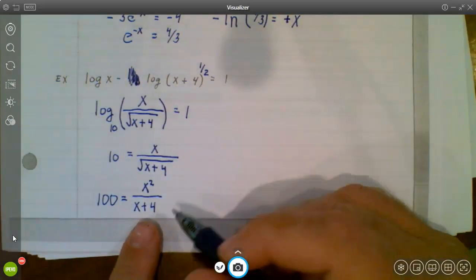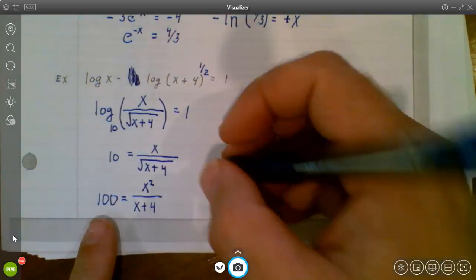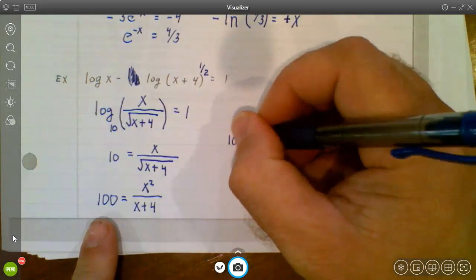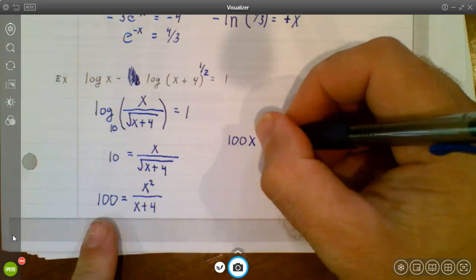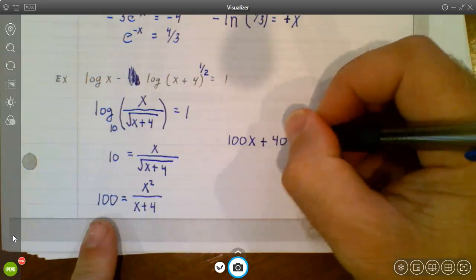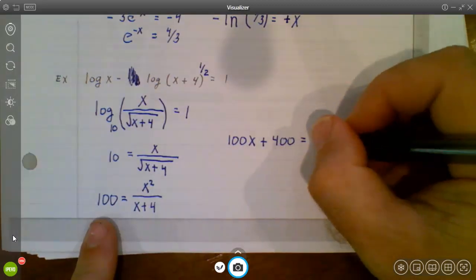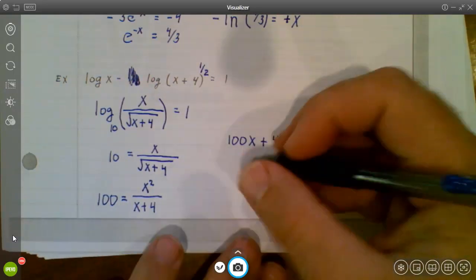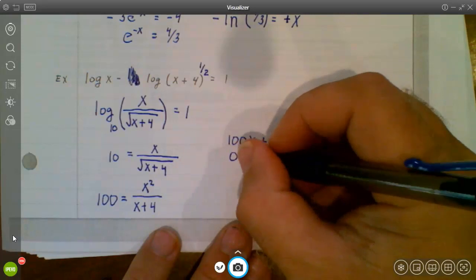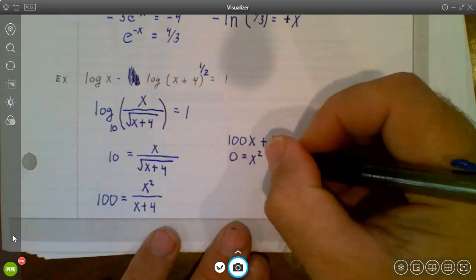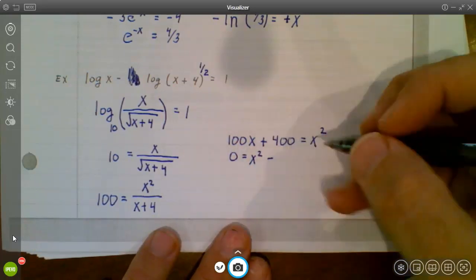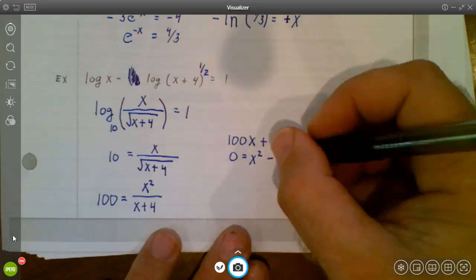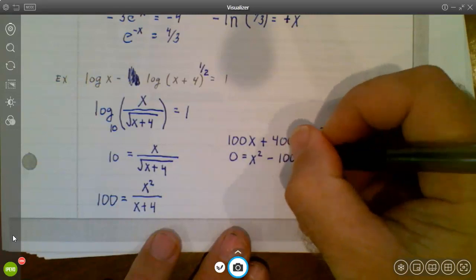Now I'm going to multiply the bottom over to the left. I'm going to move up here, give myself some room. So 100x plus 400 equals x squared. Back to my basic quadratic. So let's get everything onto one side, make it equal 0. I always want my leading term to be positive, so I'm going to bring those two over to the right so I can keep my x squared as a positive.